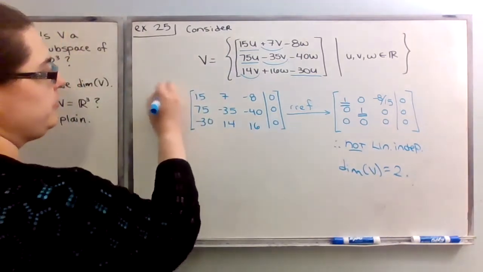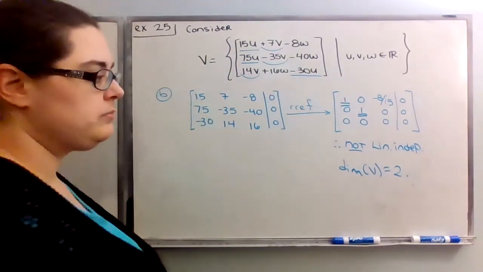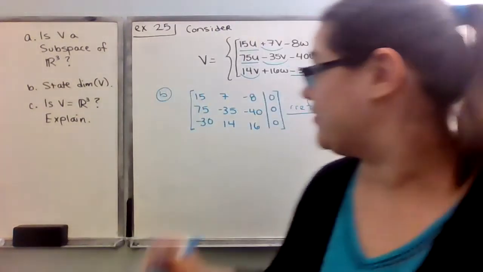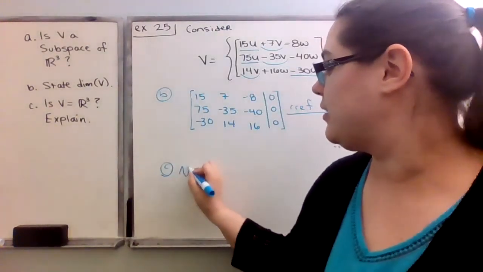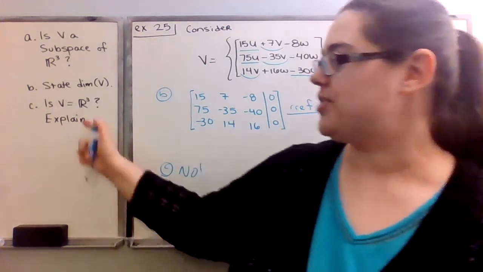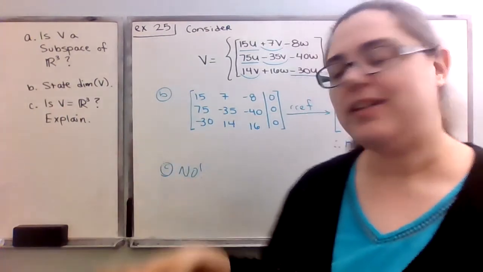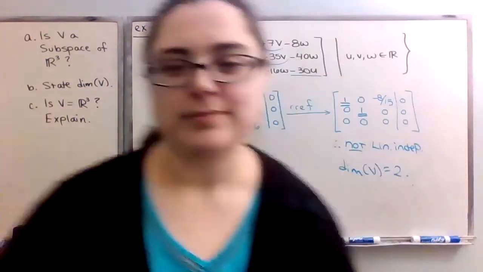This is part B. That's it for part B. And actually part B makes part C really easy for us. So part C wants to know, well, is this space all of R3? And I can say immediately no. Do you remember why?